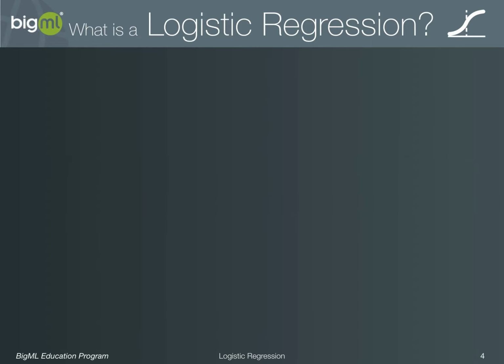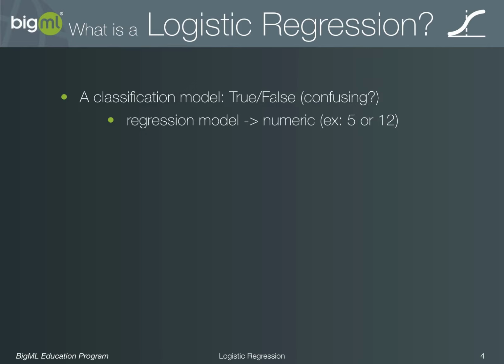So what is a logistic regression? The first thing to understand is that logistic regression is a classification model. That is, it builds a model which predicts a categorical value like true, false, yes, no, or perhaps red, green, and blue, or any list of discrete values. If you've completed the tutorial for models, then you may find this confusing. With models, you were introduced to the concept of a regression model, meaning the predicted output is a real number, for example 5 or 2. And for a classification model, the predicted output is a categorical value or a class, like true or false.